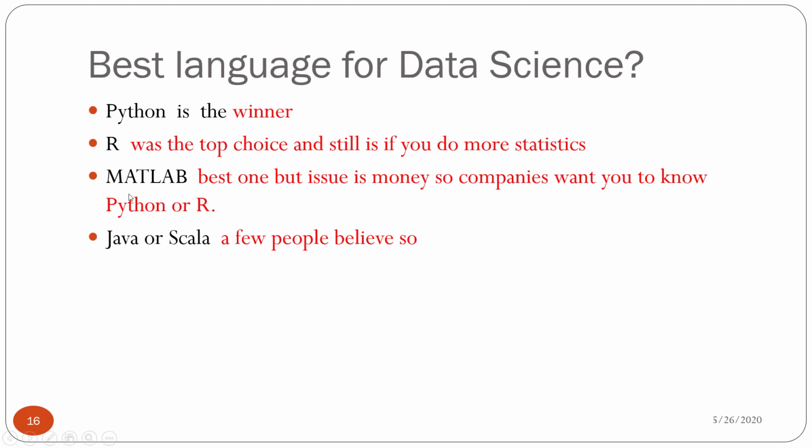MATLAB is another powerful language which we can use for data science. It's a very good language, but there is a price attached to it. You need to buy MATLAB, then only you can use it, whereas Python and R are free. For that reason, a lot of startup companies may not be ready to invest in MATLAB, and they would encourage you to learn a language like Python or R, which are freely available. There are other languages like Java and Scala, which are popular too, but not many people use them. Some people like to use Java and Scala, but most people right now are using Python for data science.